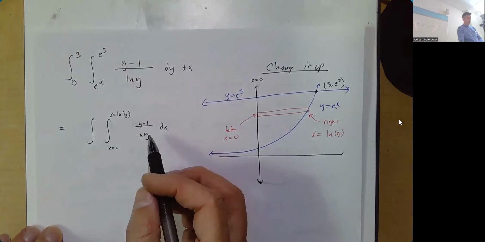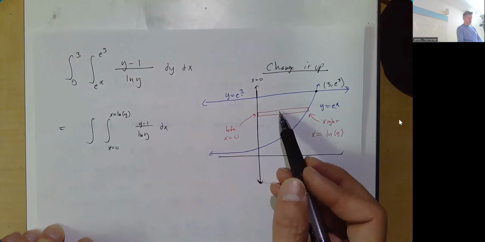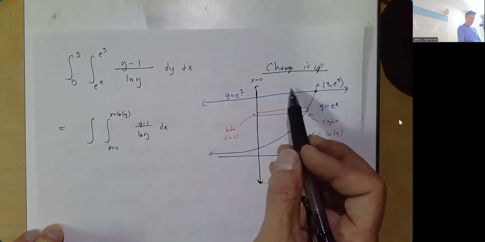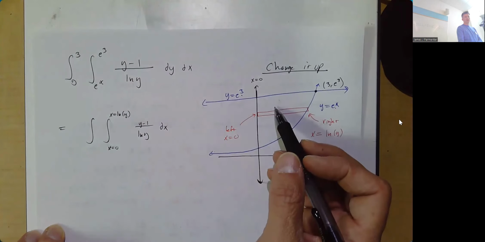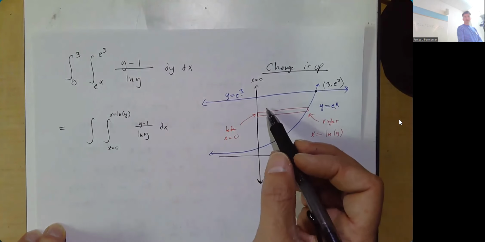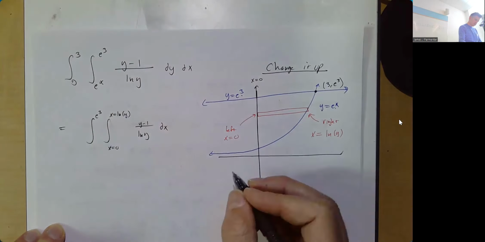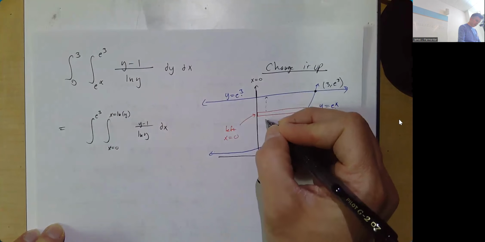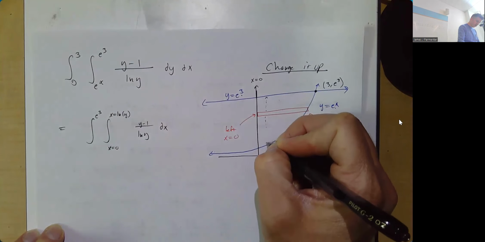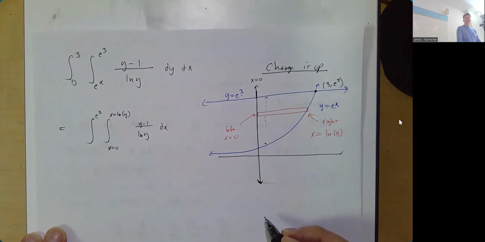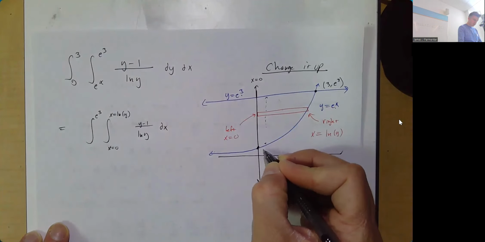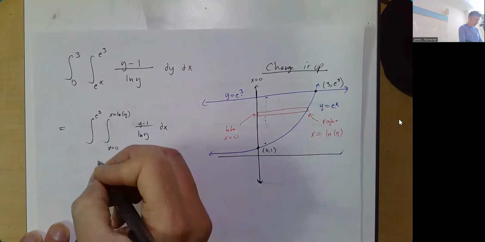And now my outer limits of integration are, this strip is certainly going to go as high as y equals e to the third, right? That's how high this goes. How low do we go? It's like a limbo question. How low can you go? Can we go all the way to 0? No. How low do we go? Yeah, down to 1.